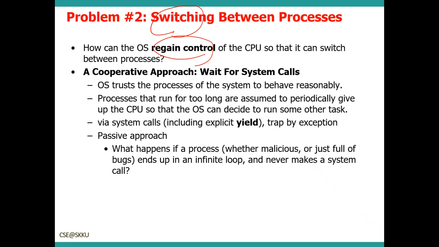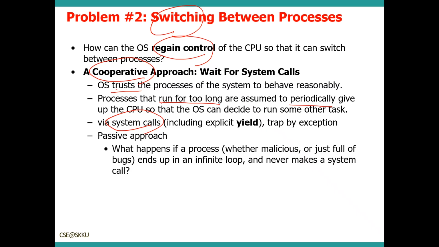One approach that some systems have taken in the past is known as the cooperative approach. In this style, the OS trusts the processes of the system to behave reasonably. Processes that run for too long are assumed to periodically give up the CPU so that the OS can decide to run some other task. Most processes transfer control of the CPU to the OS quite frequently by making system calls.